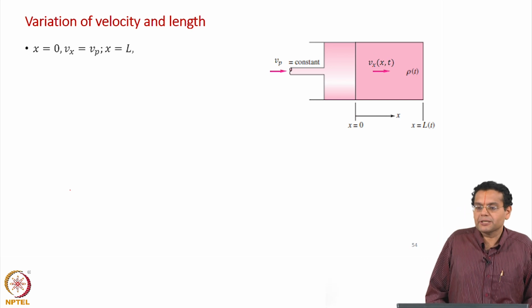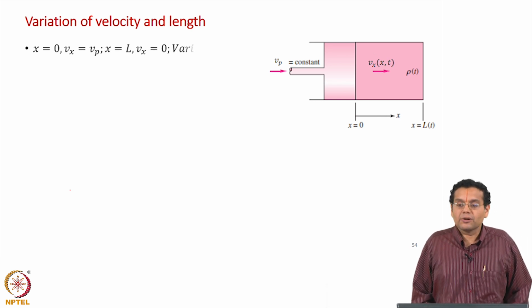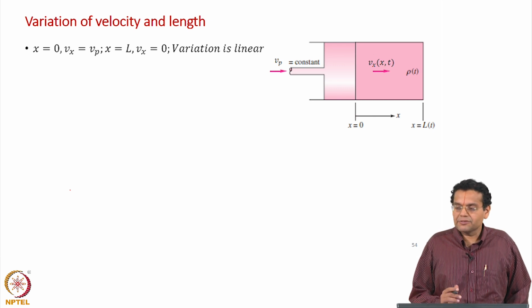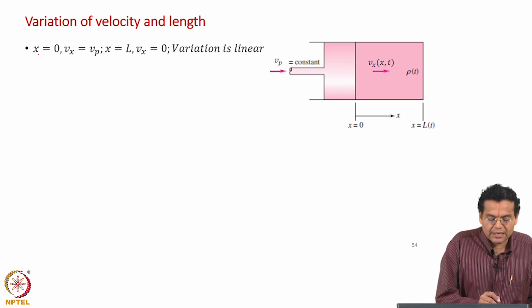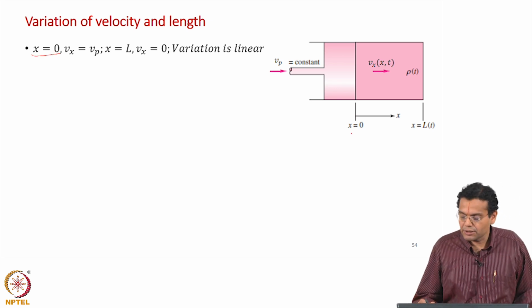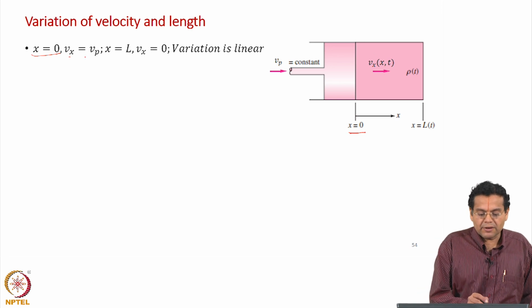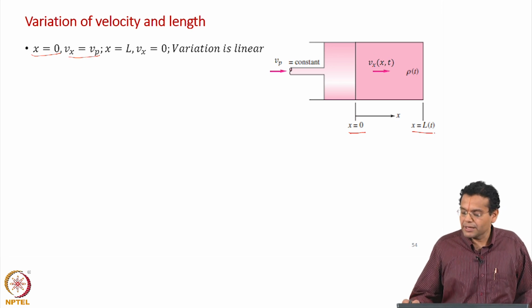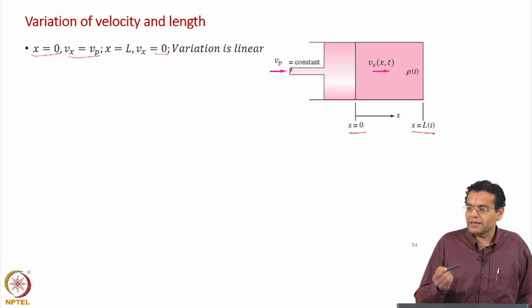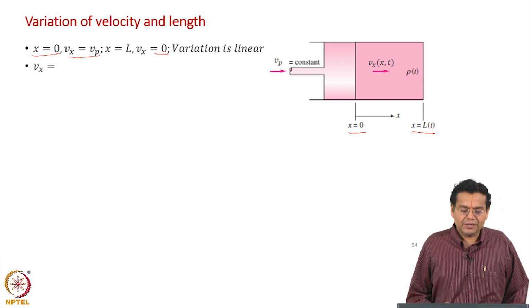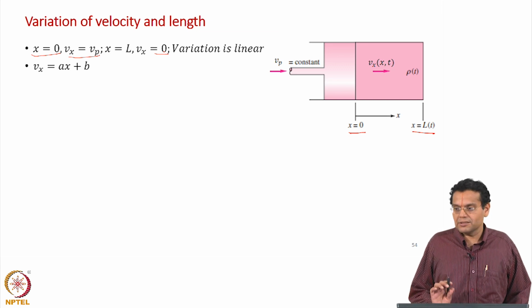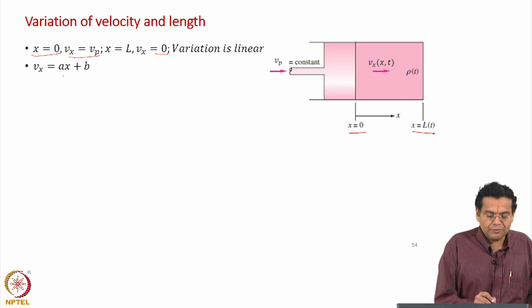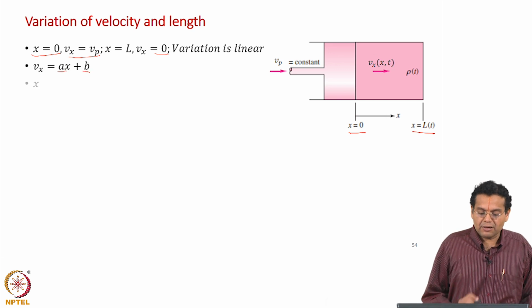Now, we need to find an expression for the velocity. We are told that the x velocity varies linearly, and let us find out what the expression is. What is the condition we are given? At x equal to 0, the velocity is the velocity of the piston, at x equal to L, the velocity is 0, and the variation is linear. So, if you take V x equal to A x plus b, we have two conditions to find the two constants, that is what we are going to do.